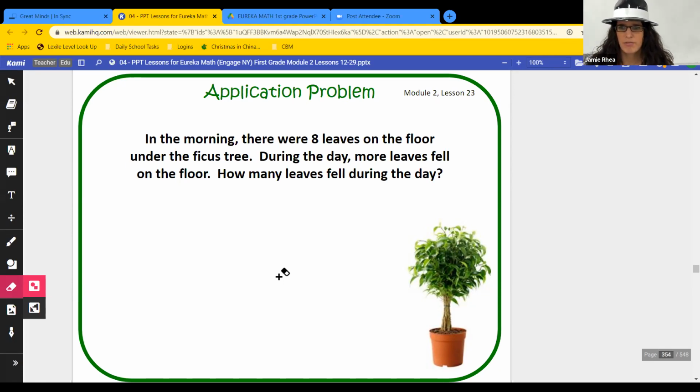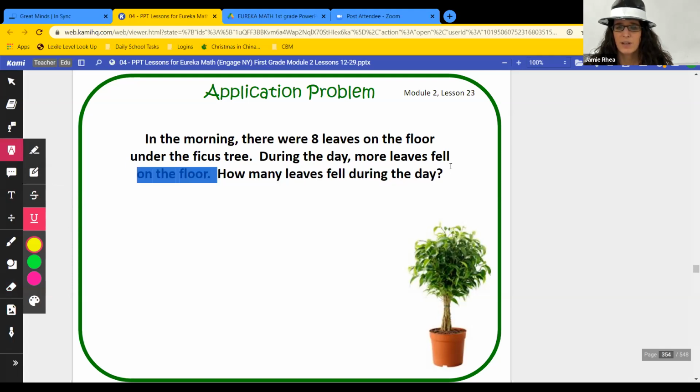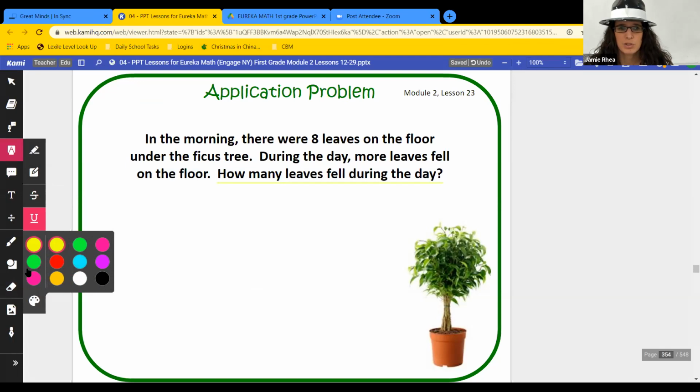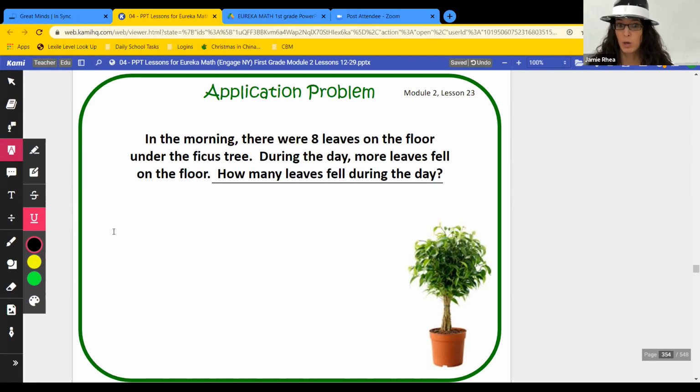Now, what are we trying to solve? We have a question. Our question says that we need to figure out how many leaves fell during the day. I'll change that color. Let's make it black, shall we? Oh, maybe I can't. Hold on. Let's trash that. All right. There we go. Okay, so that's what we have to solve for. We have to figure out how many leaves fell during the day. So, what's the next thing we need to do? We need to go back and look for clues.